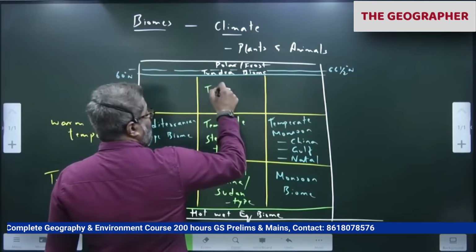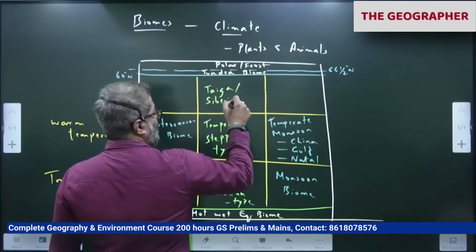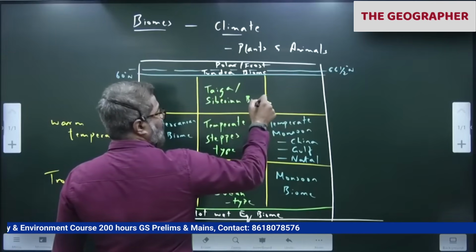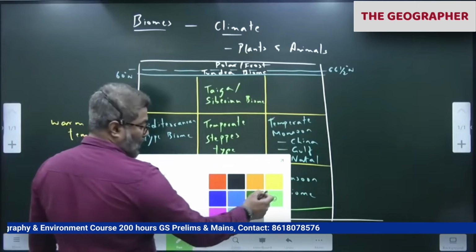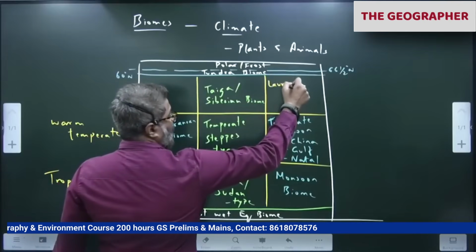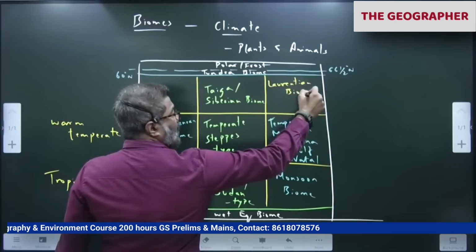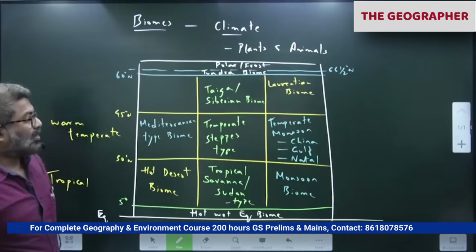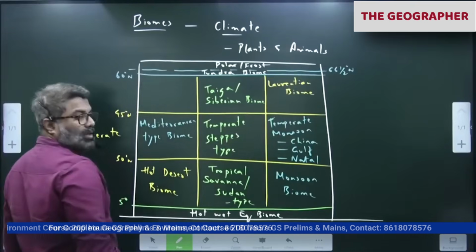This is taiga, taiga biome, also called as Siberian biome. Taiga biome. This side is this Laurentian biome. Eastern Canada. Correct. Eastern Canada and Siberia, North Korea, North Japan and all this Laurentian.